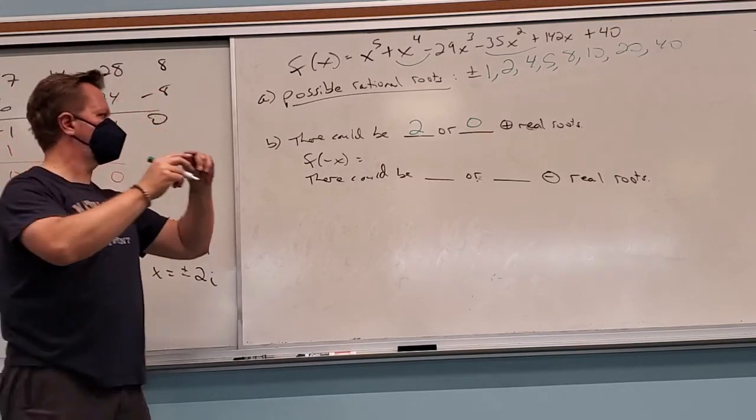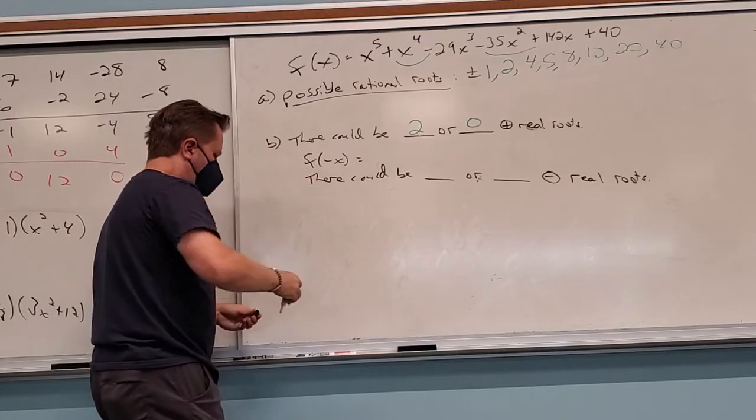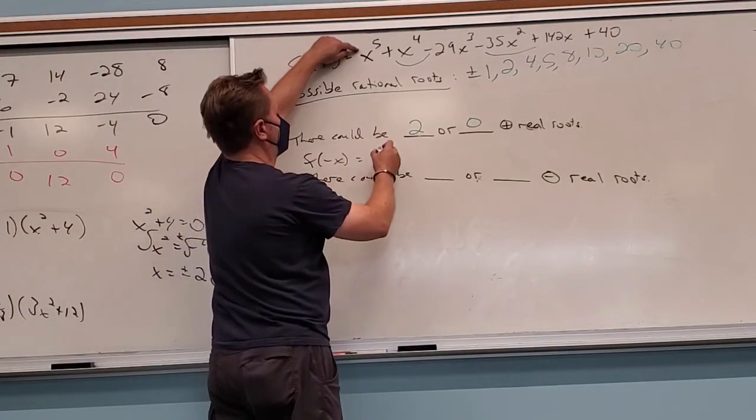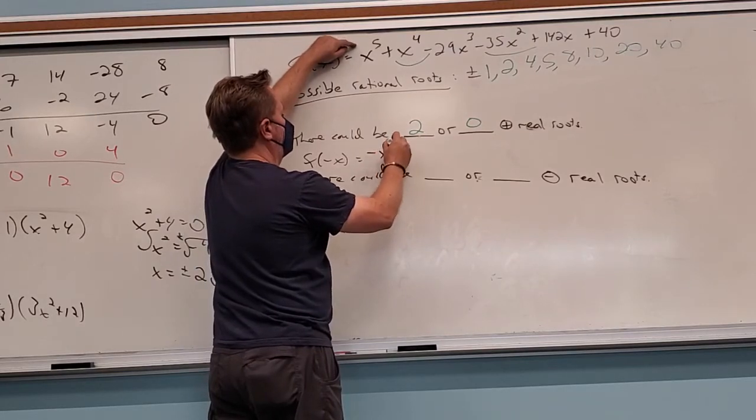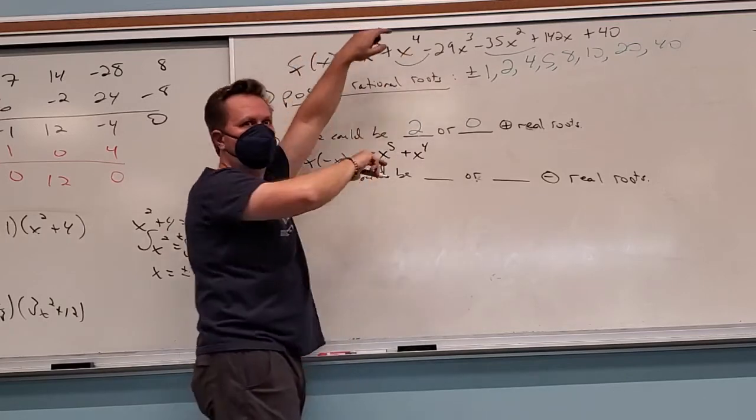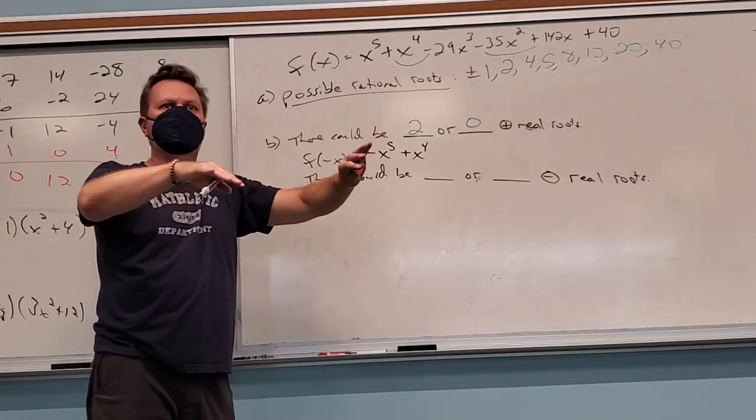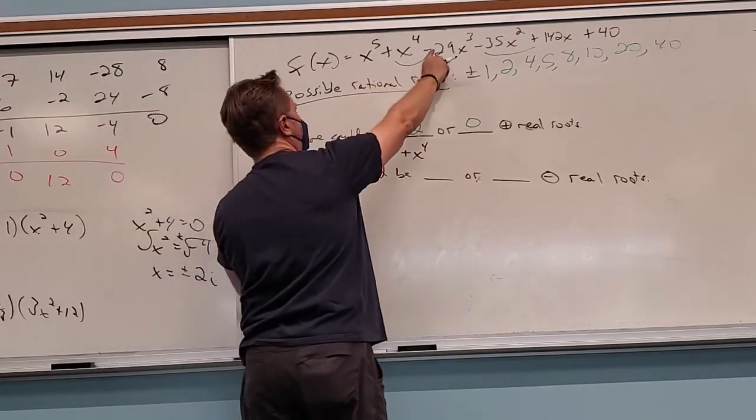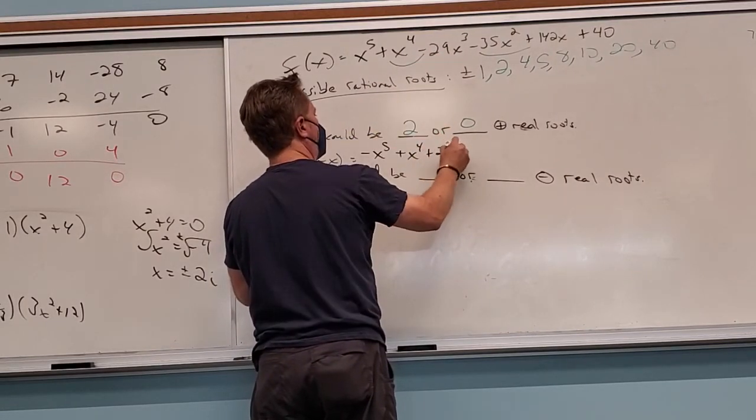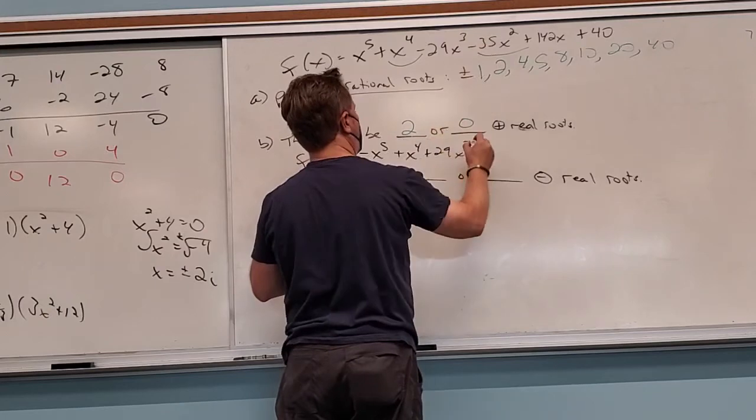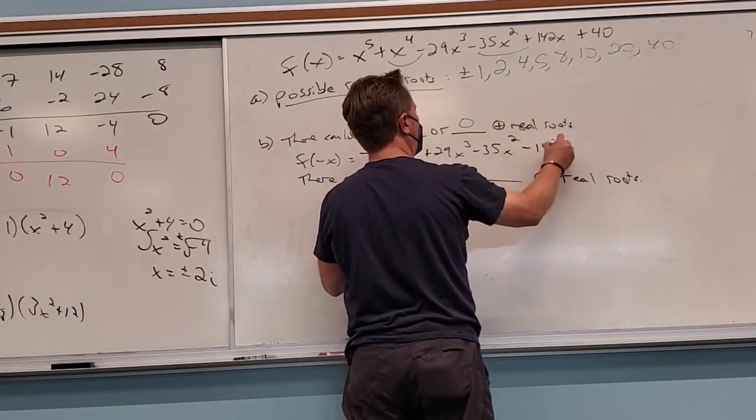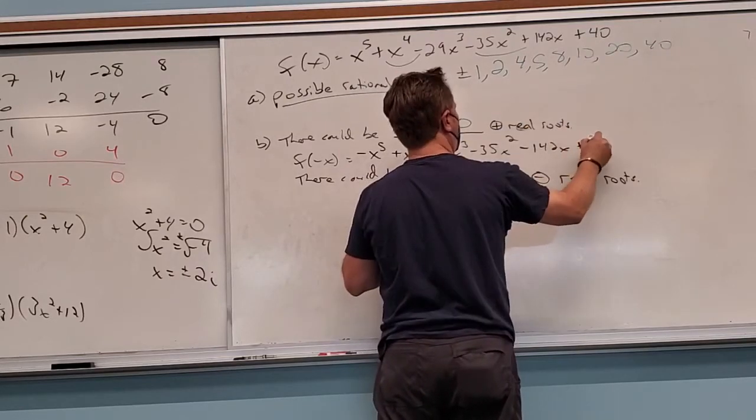So it gets interesting when you look at f of negative x. What's f of negative x? Negative x to the fifth. This stays, right? All the even powered ones stay the same sign. All the odds change, right? So this has become plus 29x cubed. This stays the same because x squared kills the negative. This changes. And 40 is just 40.